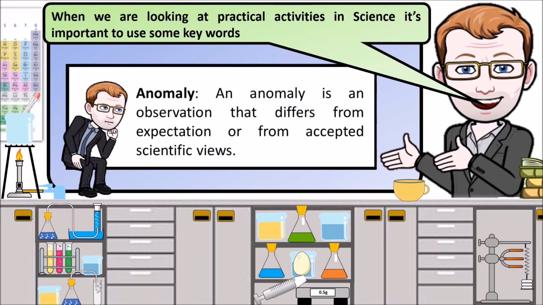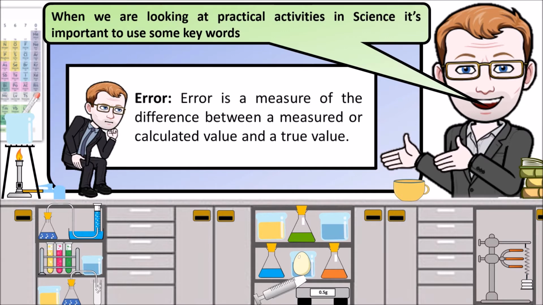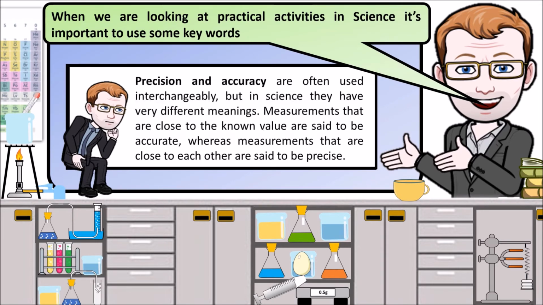An anomaly is an observation that differs or is out of sync or out of the pattern to what we would expect. A correlation is the relationship between two variables. An error is a measure of the difference between the measured and calculated value or a true value. And the difference between precision and accuracy, often interchangeable: measurements that are closer to the known value are said to be accurate, whereas measurements that are close to each other are said to be precise.